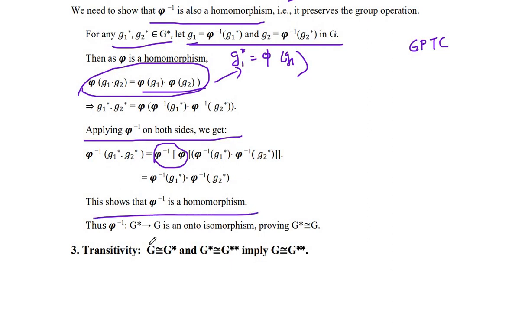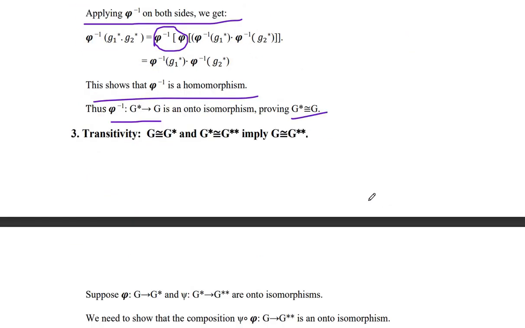So phi inverse is a homomorphism. Phi inverse is bijective and a homomorphism. So you have G star isomorphic to G. Now for transitivity, we shall assume that G is isomorphic to G star and G star is isomorphic to G double star, and that should imply G is isomorphic to G double star.